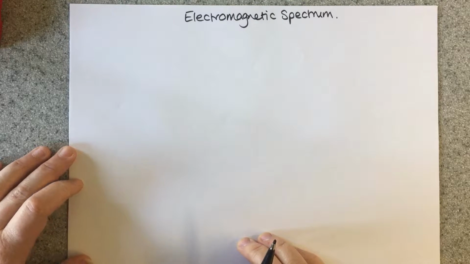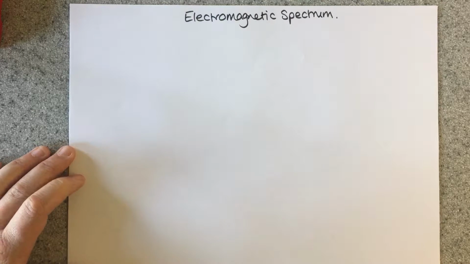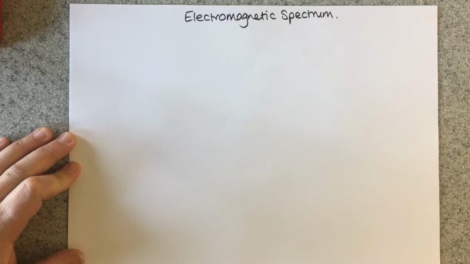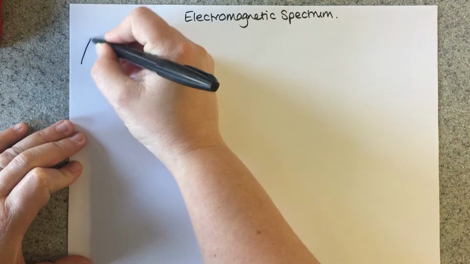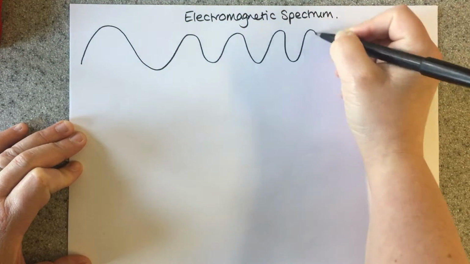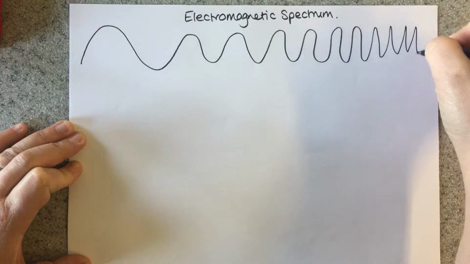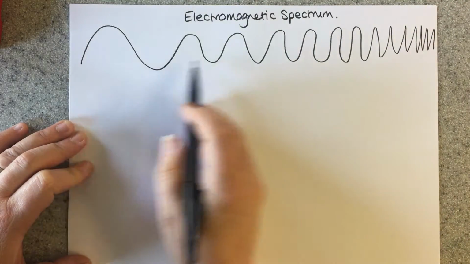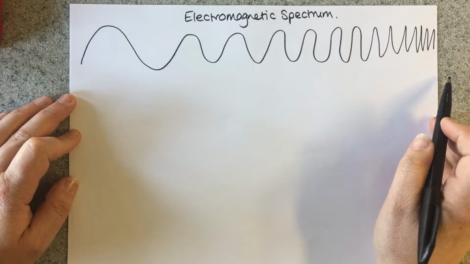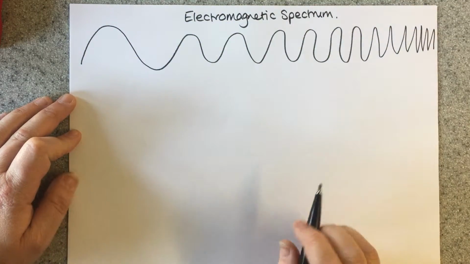So the electromagnetic spectrum is just a name for a range of waves that all have the same speed, but they vary in wavelength and frequency. So you could represent them on a diagram having long waves, but getting shorter and closer together like this until they're very, very close together. And obviously the wavelength changes, the frequency changes, but the speed does not.